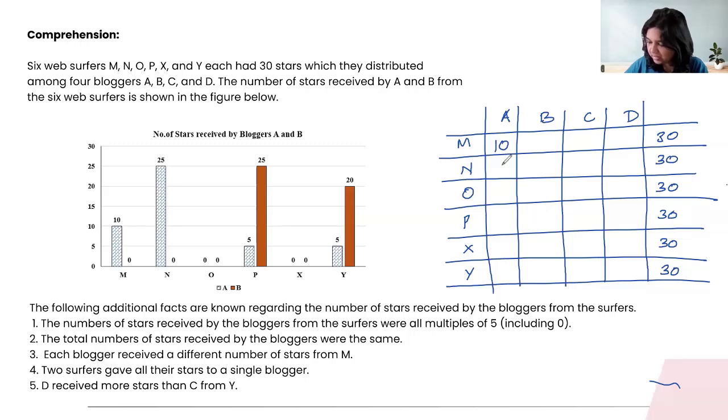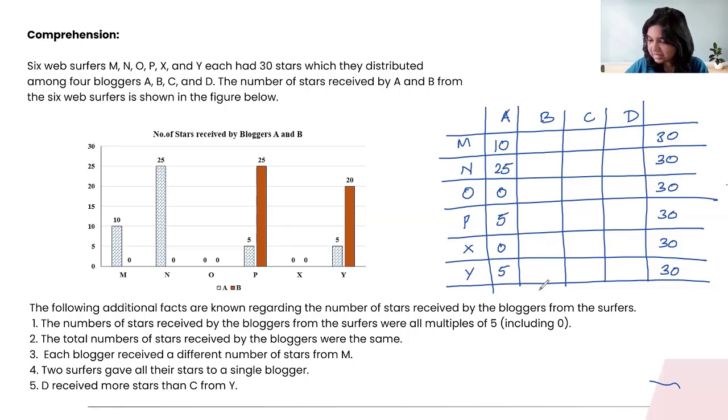Let's keep going with A itself. N has given 25 stars to A. So N is 25. O has given 0 stars to A. P has given 5 stars to A according to the chart. X has given 0 and Y has given 5. So this is a 0 and this is a 5.